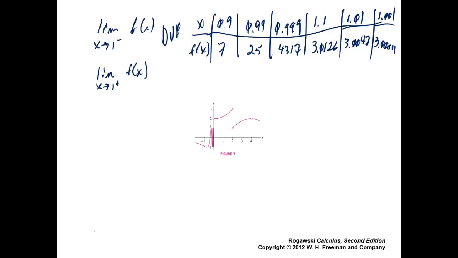Okay. Now, how about as x approaches 1 from the positive side? As it gets closer and closer to 1 from the positive side, what does f of x appear to be doing? That's getting closer and closer to 3. So I would say the limit from the left does not exist, from the right is 3. Would you buy that? You see how they get that?